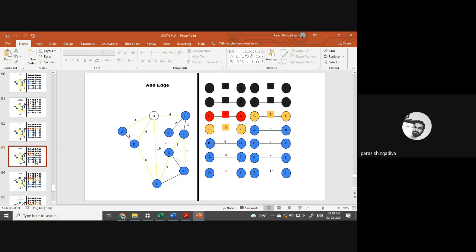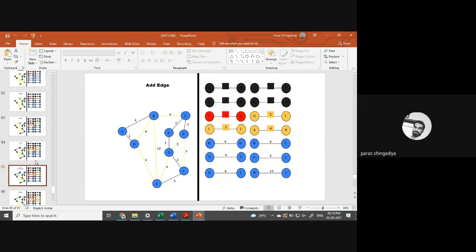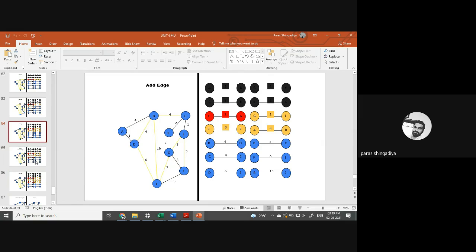Now the next weight is 4. It is between A and B and then after that B to C. So we can include both these edges. Okay, that is A to B. Now the next weight given is B to D.